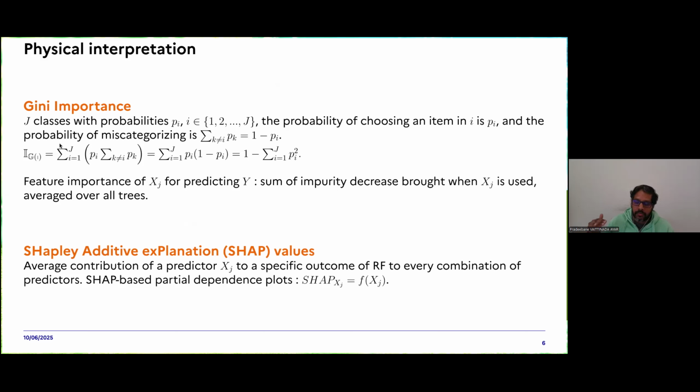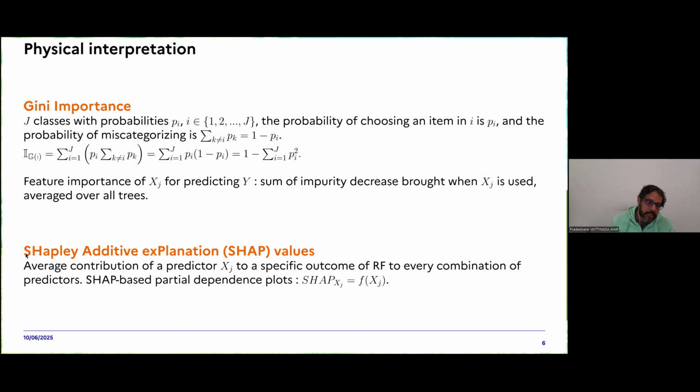In each division, each time I split in my tree, what I want to minimize is that value, so that I have the larger probabilities within each category. Here I have just 2 categories, but it's generalizable to n categories. And I look at the feature importance of Xj for predicting Y. It's basically the sum of the impurity decrease, the amount of decrease of this value within the whole data set through the tree growing. So it's the first metric.